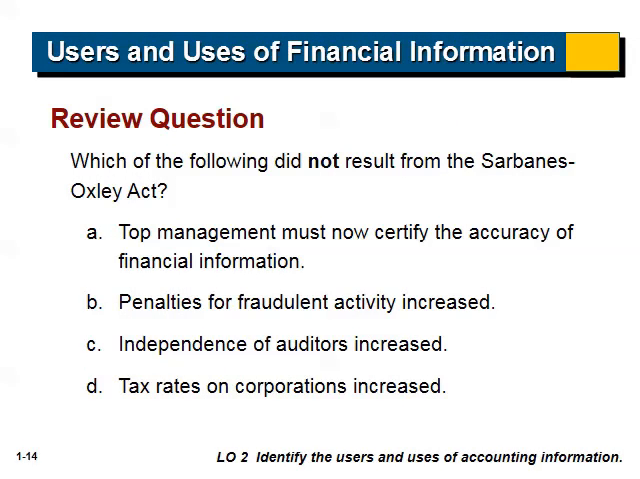So a review question: which of the following did not result from the Sarbanes-Oxley Act? A, top management must now certify the accuracy of financial information. That is true. That's a new thing under the Sarbanes-Oxley Act. Sometimes that act is called SOX, because of Sarbanes-Oxley, and so we just refer to it as SOX. And SOX requires that we certify the accuracy of the financial information. B, penalties for fraudulent activity increase. That is true. If you commit fraud, the penalties are higher, including potential jail time now.